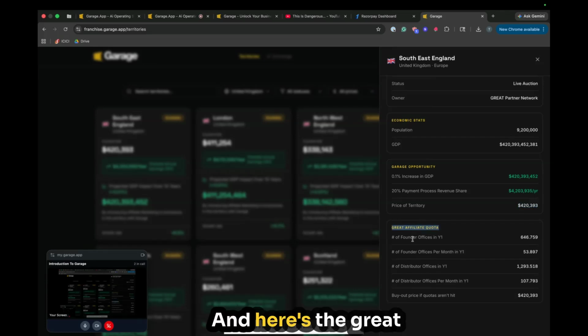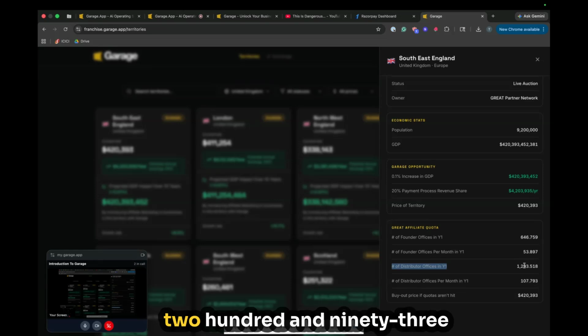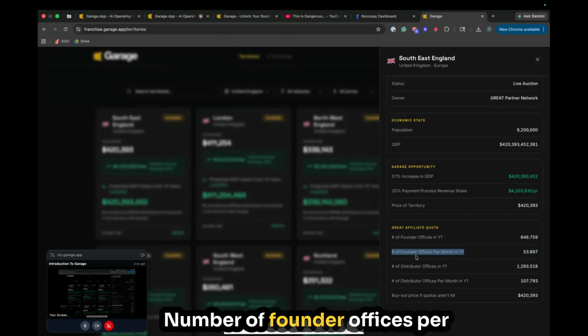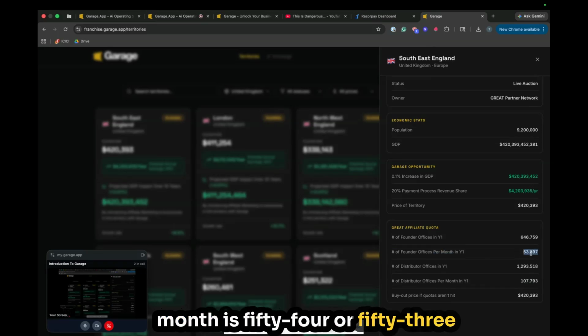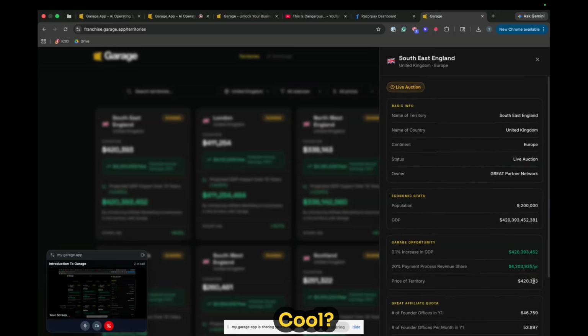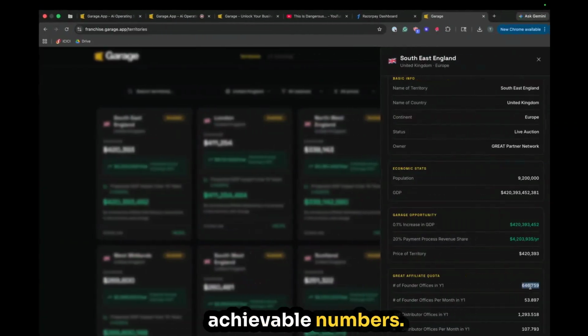Okay. Now, if you want to do this without paying 420,000, you have to hit the great affiliate quota. Okay, and here's the great affiliate quota. In year one, you have to onboard 646 founders, or you have to onboard 1,293 distributor offices. Right? Just multiple. Okay. Yep. But because we're going to be tabulating this monthly, we've broken it down monthly as well. Number of founder offices per month is 54 or 53.8 or 107 distributor offices. Cool. So actually, you're right. Very small, very achievable numbers.